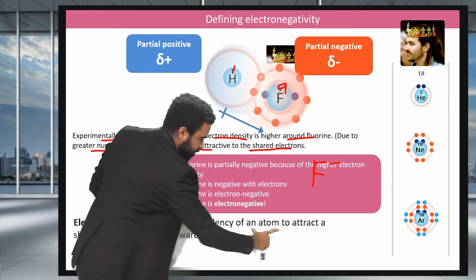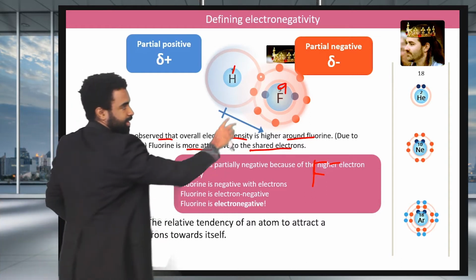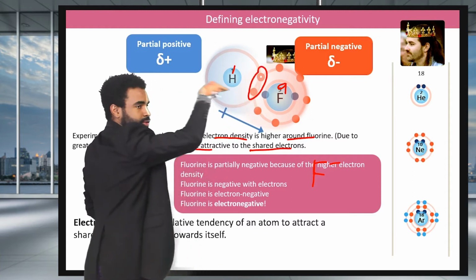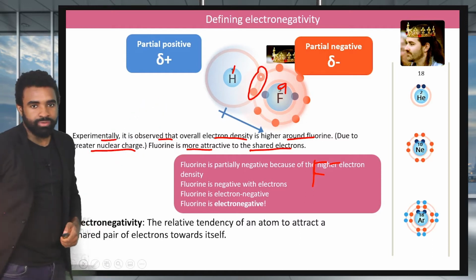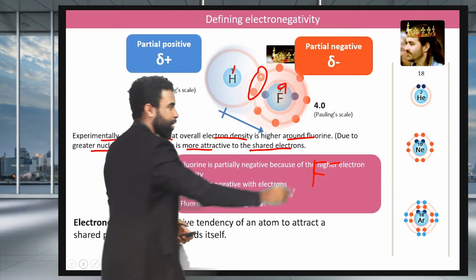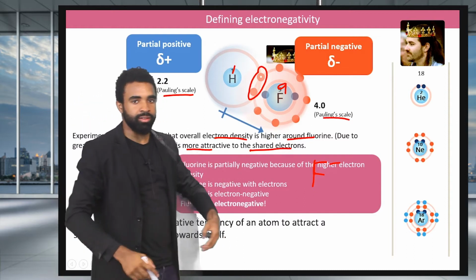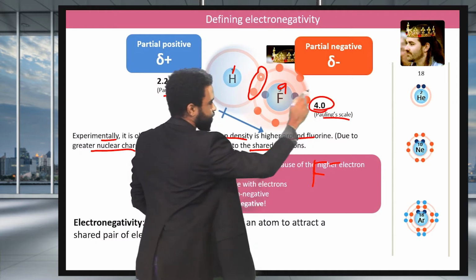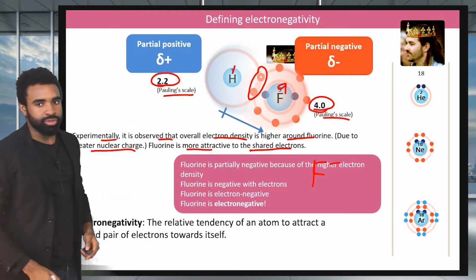So now we see our definition. Electronegativity is the relative tendency of an atom to attract a shared or bonded pair of electrons towards itself. So now, who would you expect has a higher electronegativity between fluorine and hydrogen? Of course, it's fluorine, right? This is the Pauling scale of electronegativity. There are a bunch of other scales, but we focus on the Pauling scale for pretty much all lower level chemistry. So fluorine has a 4.0 electronegativity according to the Pauling scale, and hydrogen has a 2.2.